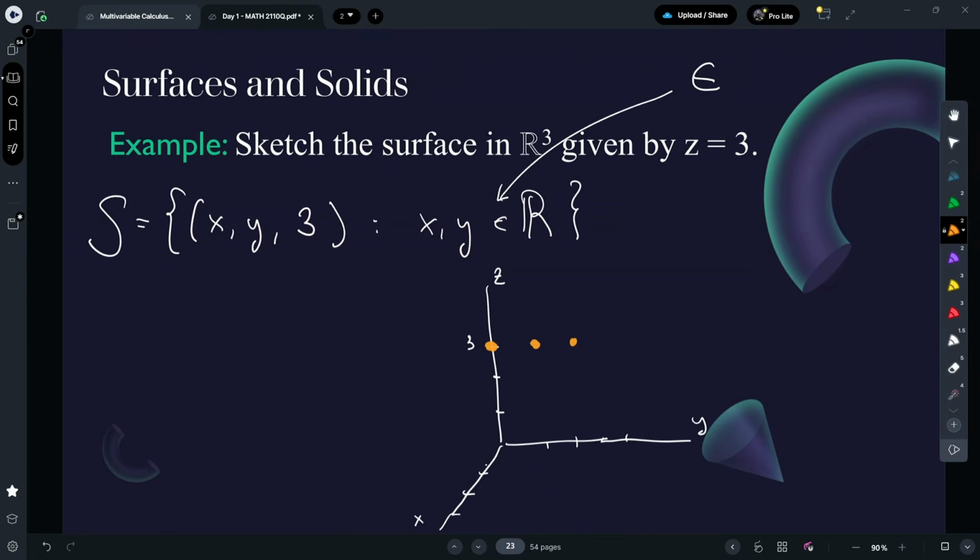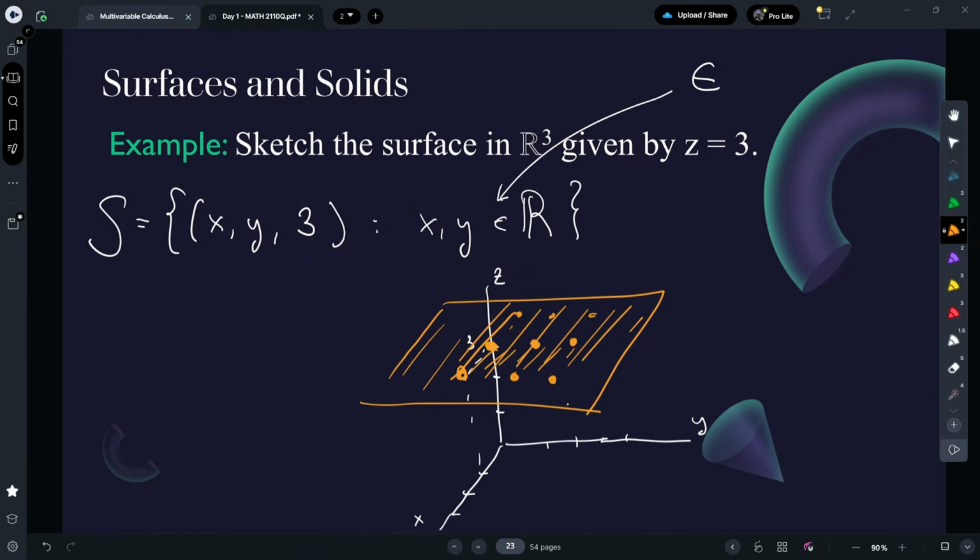What about (1, 0, 3)? That point belongs. And (1, 1, 3) and (1, 2, 3), all those belong, so they are in the plane. You can see now that what I get is an entire plane, because it's every point where z equals 3, and that is a plane that is parallel to the xy plane. Okay.